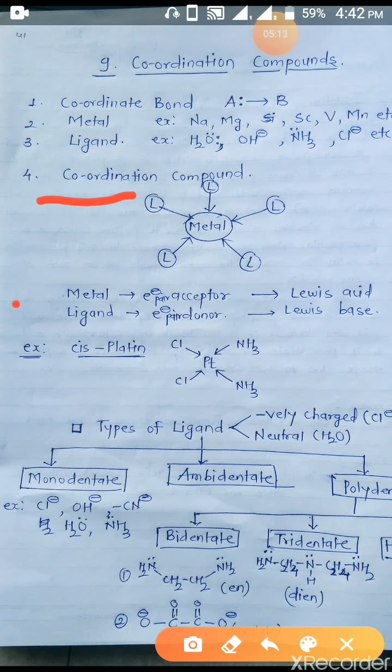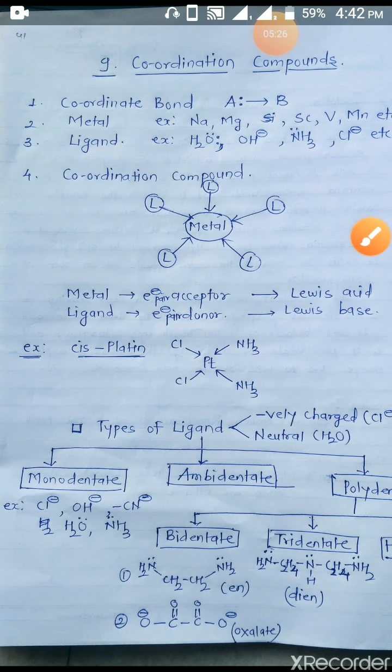In coordination chemistry, Alfred Werner prepared a large number of coordination compounds, and that's why he is called the father of coordination chemistry. Now, what do the coordination compounds stand for, or what does it mean? What does it represent? I'll explain it step by step.